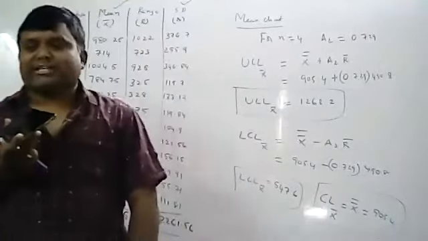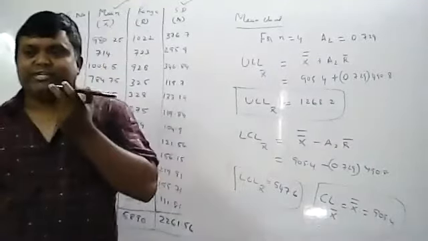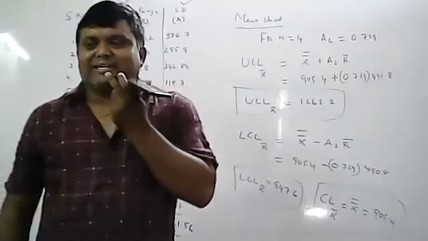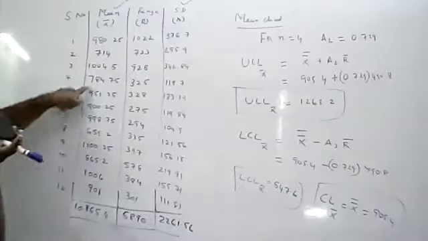Now you know the UCL, LCL, and CL values. Which chart do you have to construct? The mean chart. In the chart you will have UCL, LCL, and CL. UCL and LCL are always dotted horizontal lines. CL is a dark line. Then you will identify the mean values.